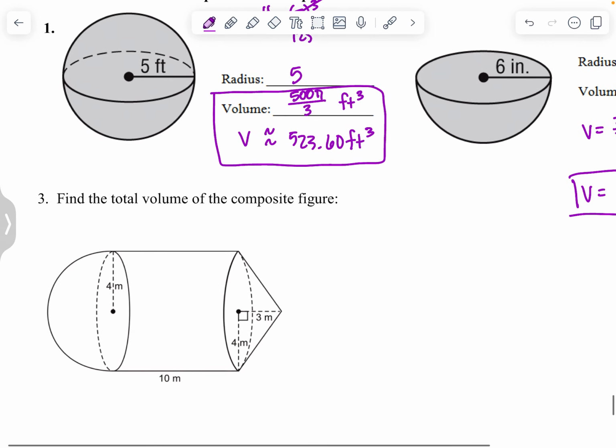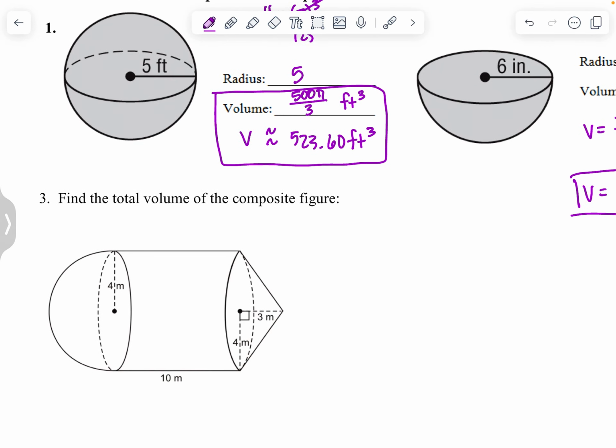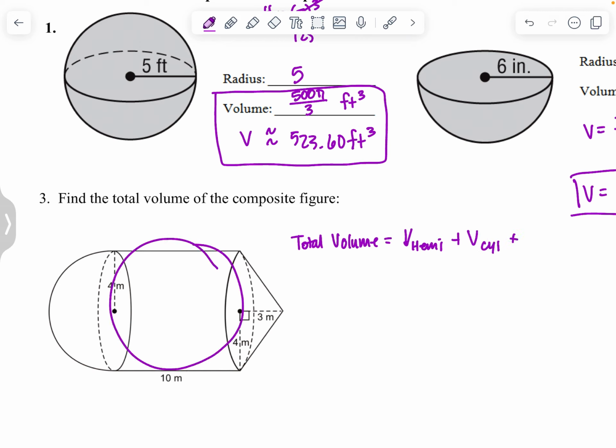All right, next one. Find the total volume of this composite figure. Now, this is where it does get fun because you have to create your own equations again. So the question then becomes, what do you see? Well, I for sure see, so let's call this total volume. Total volume is going to be equal to the volume of a hemisphere, because that's this part of it, plus the volume of a cylinder, so that's the middle part, plus the volume of a cone, which is the farthest right part. So we're going to have to calculate all of these things individually.